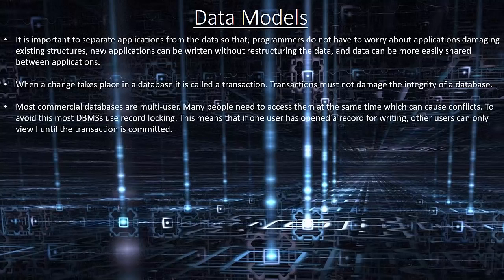Most commercial databases are multi-user. Many people need to access them at the same time, which can cause conflicts. To avoid this, most DBMSs use record locking. This means that if one user has an opened record for writing, other users can only view until the transaction is committed.